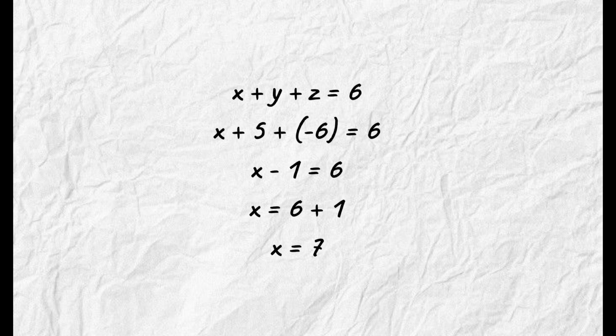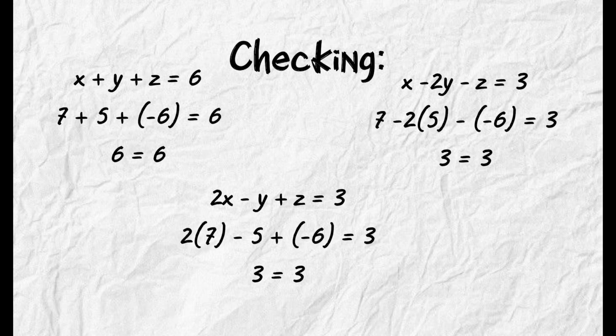Now let's solve for the value of x. Let's use the equation x plus y plus z equals 6 and substitute the value of y as 5 and the value of z as negative 6, and the result is that the value of x would be 7. Now the value of x is 7, the value of y is 5, and the value of z is negative 6. You can verify it by doing the checking.